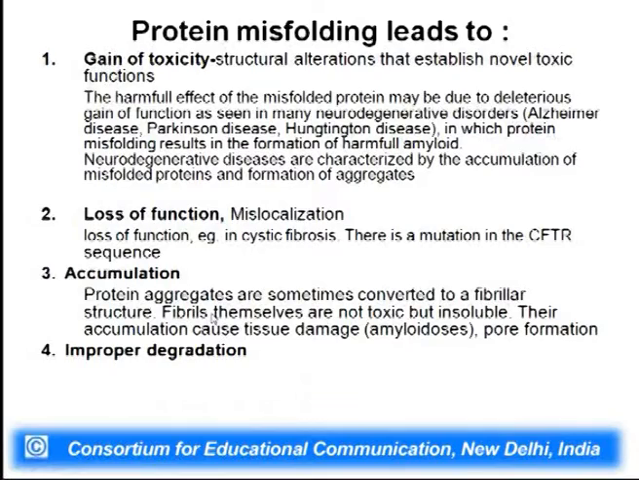Also, there is mislocalization, that is to say in the organelle the protein never reaches where it has to incorporate or perform a particular function, and this is what you will see in the disease cystic fibrosis. And accumulation, where protein aggregates will form fibrils and various types of deposits. We will see those things, and then there is improper degradation. We will discuss in detail what is improper degradation.